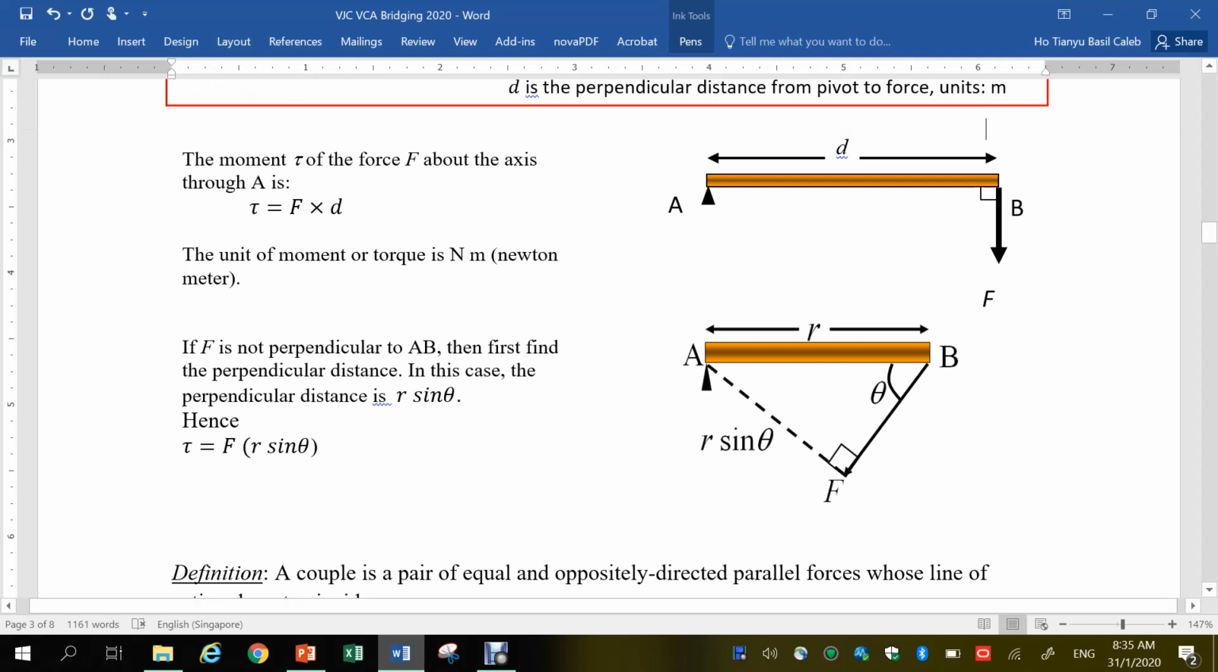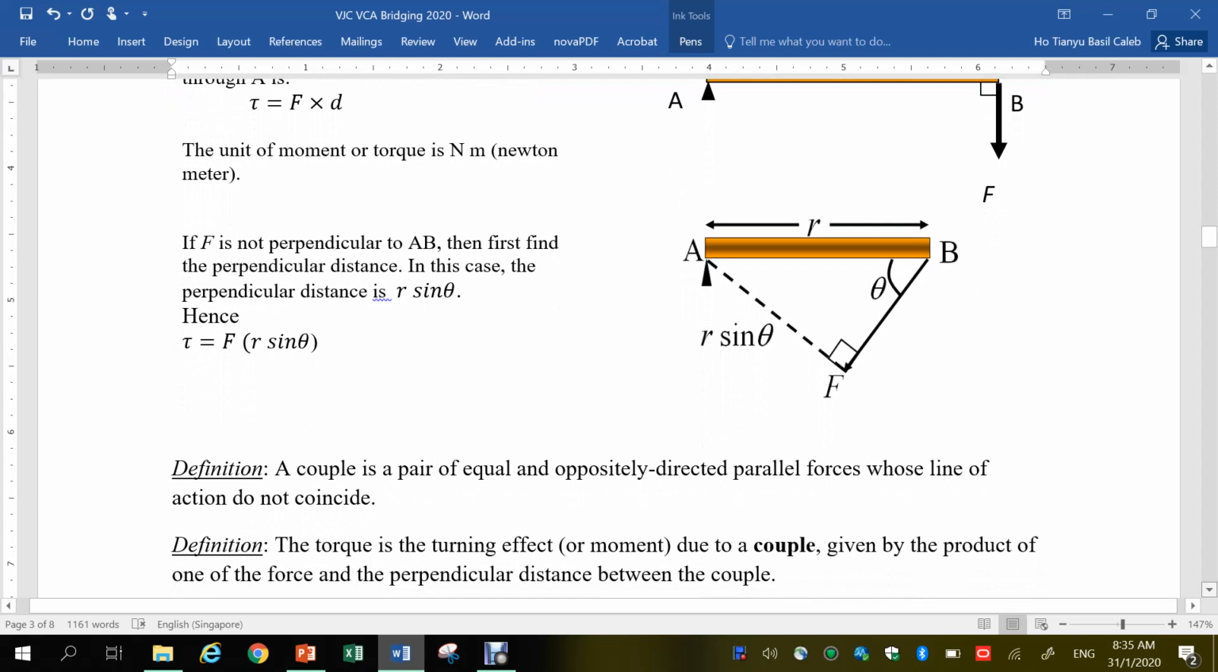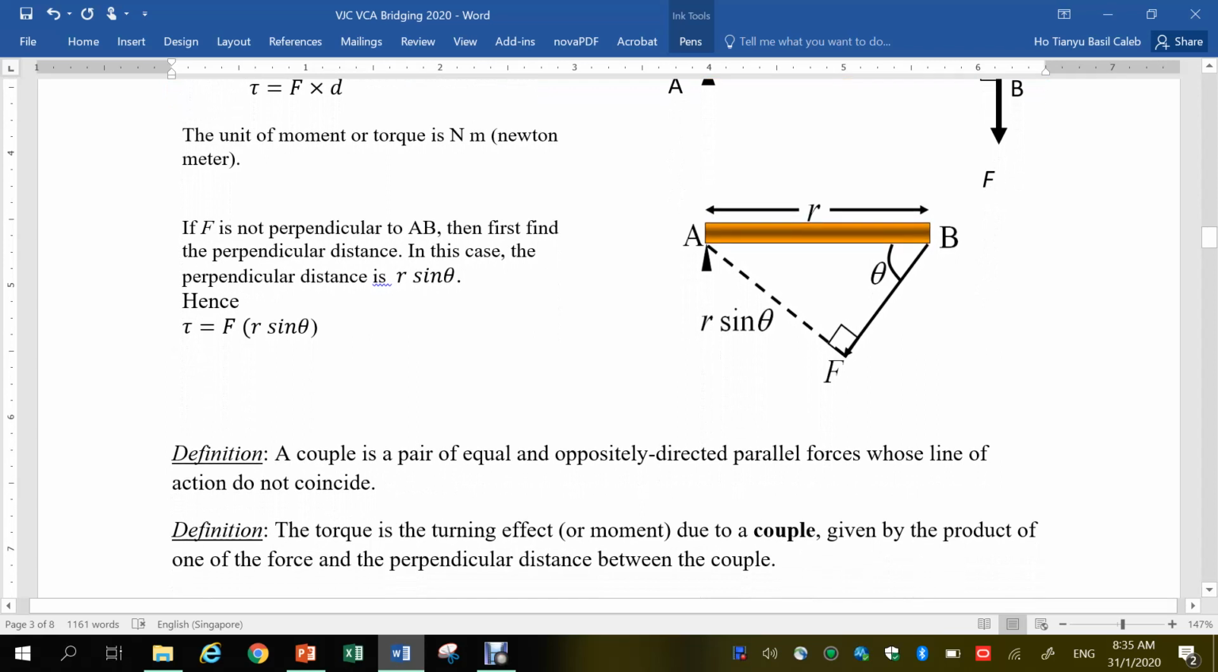So you just take the value of this F, let's say this F is a value of 10, and this is 1 meter, then the moment is just 10 times 1, 10 Newton meters. Okay? The situation is a bit more complicated when the force is no longer perpendicular to the rod itself. The force is acting not perpendicular to the rod.